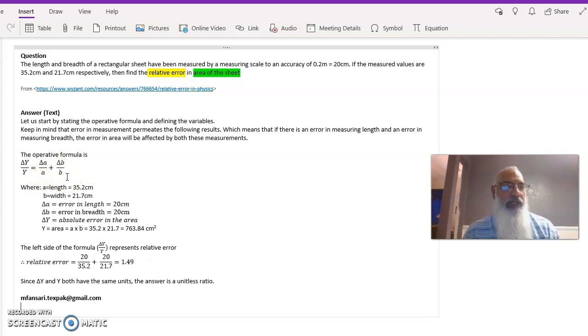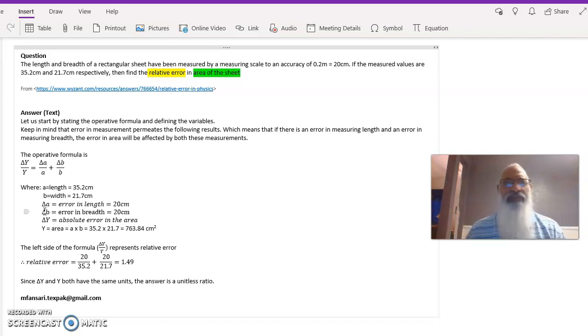Let's go ahead and define each of those terms so that everything is clear here. A is the length of the sheet in this question, which is 35.2 centimeters. B is the width of the sheet, which is 21.7 centimeters. Delta A is the error in measurement, which means that we've measured as best as possible. We think it's 35.2, but there is a possibility of a 20 centimeter error, which is a huge error.